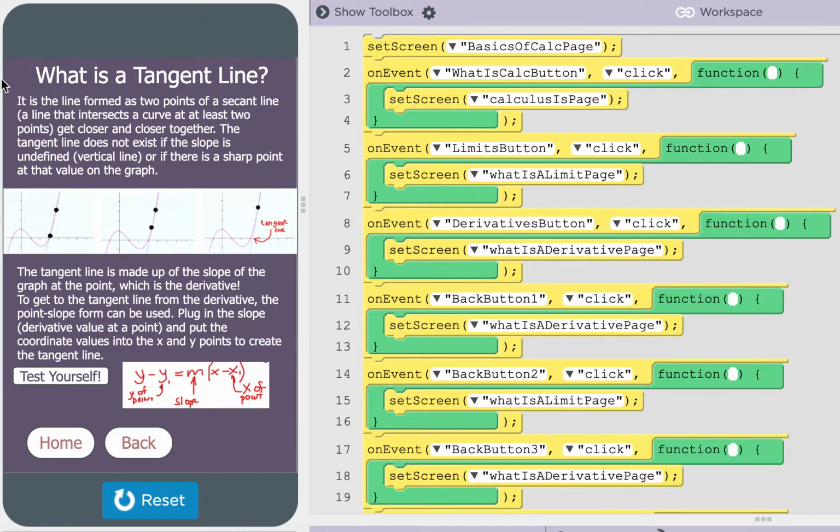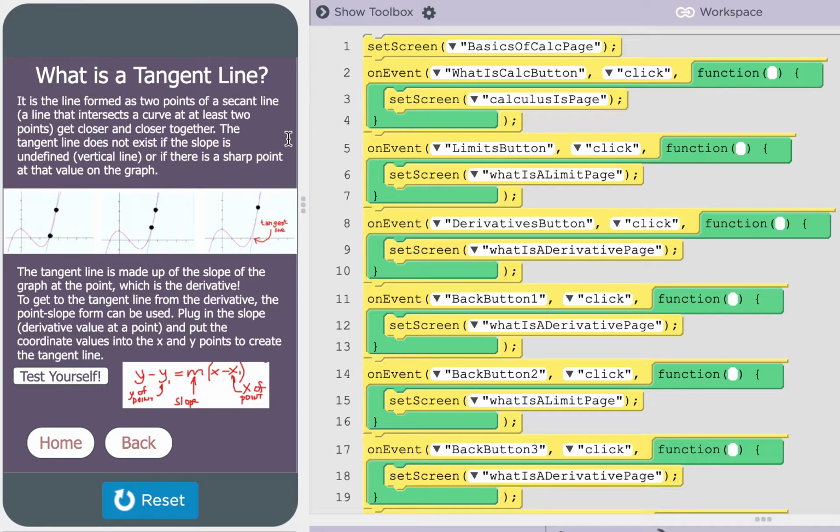But a tangent line is the line formed as 2 points of a secant line, which is a line that intersects a curve at least 2 points, get closer and closer together, which you can see in this image right here. The tangent line does not exist if the slope of the tangent line is undefined, so it's a vertical tangent line, or if there's a sharp point at that value on the graph.